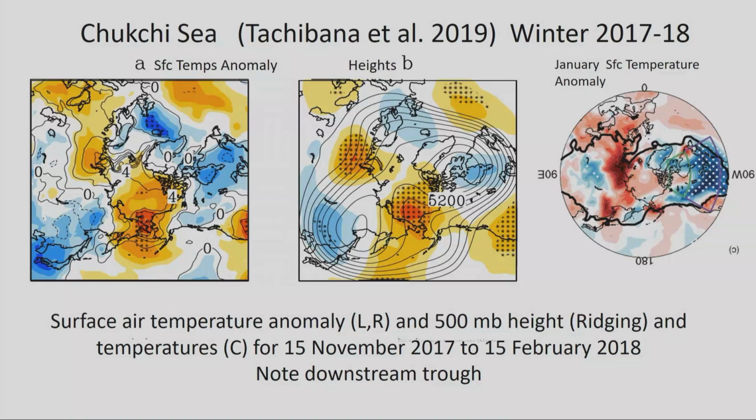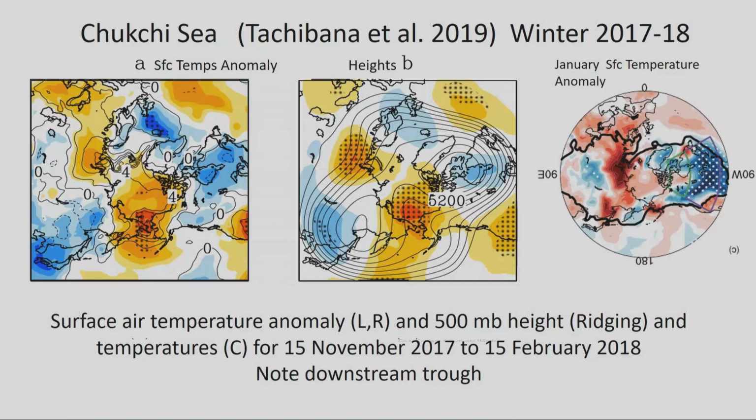So the first case is winter 2017 and 18. On the left are winter average surface temperature anomalies of 6 degrees over the Bering, Chukchi, Alaska region. Warm air is less dense, so it increases the thickness between different pressure levels and raises the geopotential heights over the region, as shown in the middle diagram.